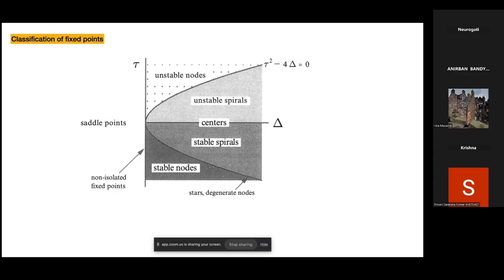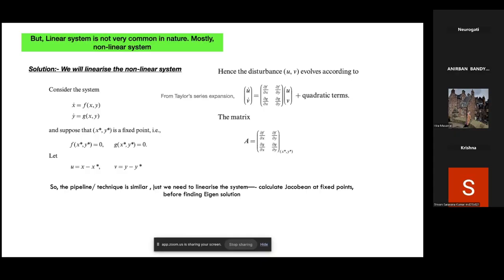From this understanding, we'll go forward to understand the nonlinear 2D system. We understand the linear 2D system, and to understand the nonlinear 2D system, we transform the nonlinear system to a linear system by linearizing it. What is meant by linearize? We do a Taylor series expansion, and if we take a small disturbance of the system, it actually evolves into a Jacobian.